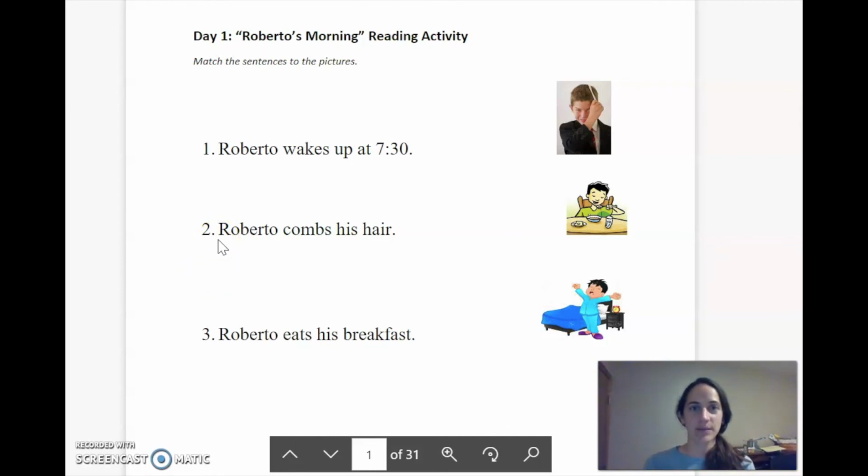Number two. You read it. My turn. Roberto combs his hair. Which picture? Yes, Roberto combs his hair. Number three, you read it. My turn. Roberto eats his breakfast. Which picture shows this?